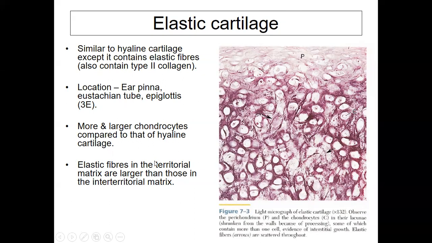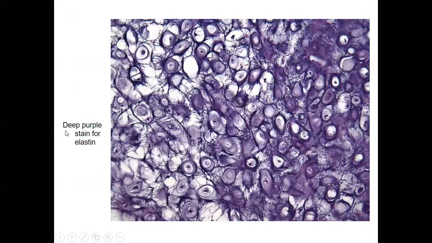Okay, this is another picture just to show you the elastic fiber in elastic cartilage, with the deep purple stain for elastin. So you can see here, the elastic fiber is more obvious. It is thicker and larger in size at the territorial matrix compared to the interterritorial matrix.